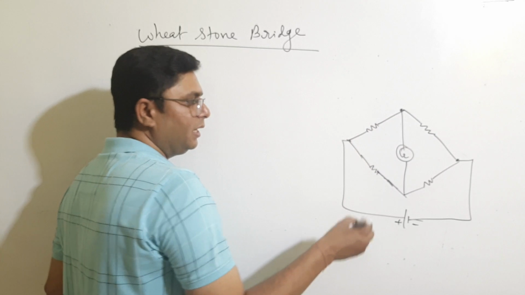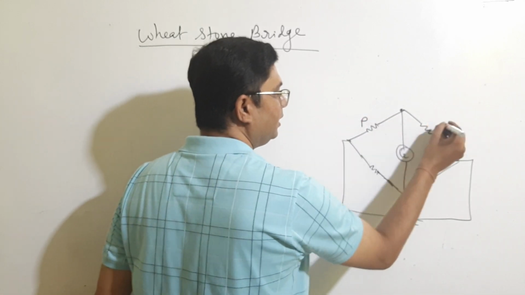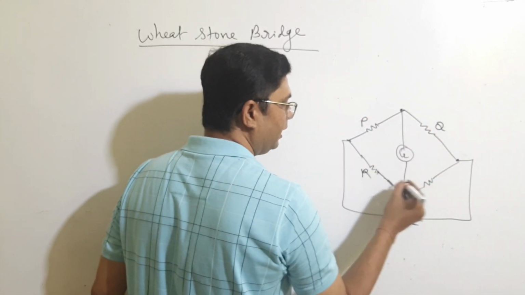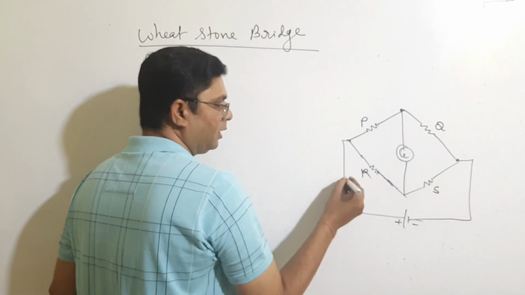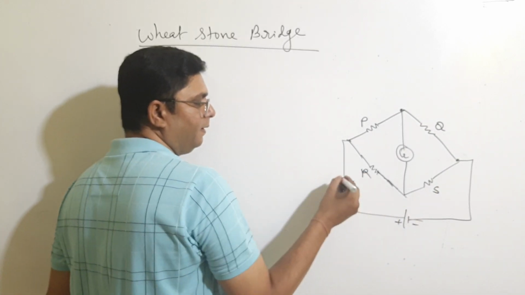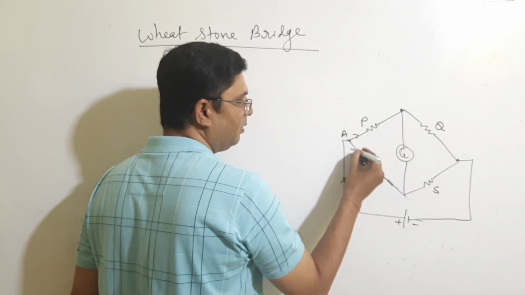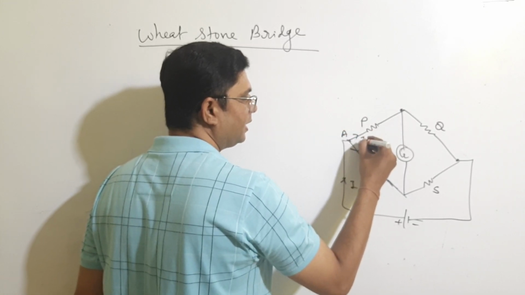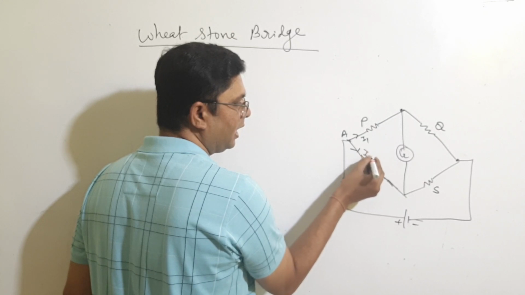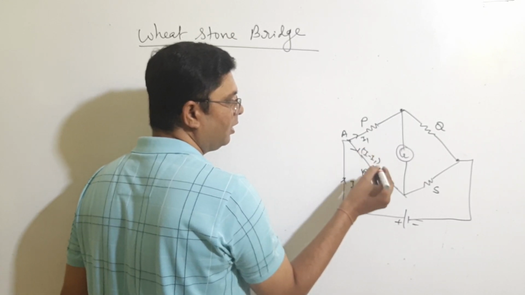Now let us name the resistors. This is P, this is Q, this is R and this is S. Current is I here. When current enters at point A, it is subdivided into two parts. Let this current be I1. So this is I minus I1.